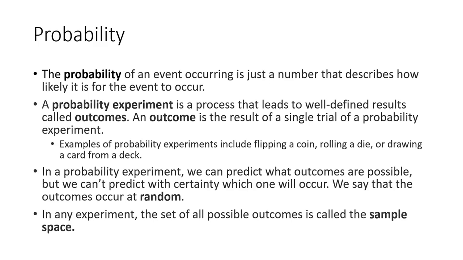Examples of probability experiments include flipping a coin, rolling a die, drawing a card from a deck. In these experiments, we can predict what outcomes are possible, but we can't predict with certainty which one's going to happen. We say essentially the outcomes occur at random. In any of these probability experiments, the set of all possible outcomes is what we call the sample space. And so we're going to start by just practicing with what a sample space is.